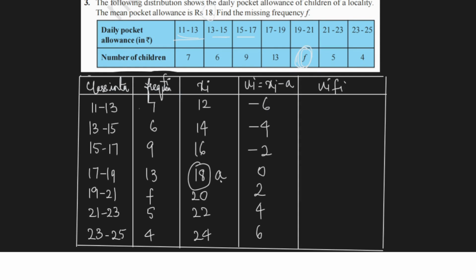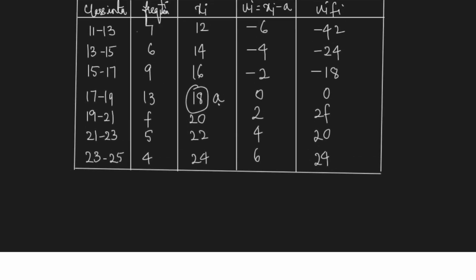And this is uifi. So the ui values are here, the fi values are here. You need to multiply them. 7 times negative 6 is negative 42, 6 times negative 4 is negative 24, 9 times negative 2 is negative 18, 13 times 0 is 0, f times 2 is 2f, 5 times 4 is 20, and 4 times 6 is 24. The next step is to do the total, the frequency total and the uifi total. So the frequency total comes out as 44 plus f, and this one comes out as negative 40 plus 2f.